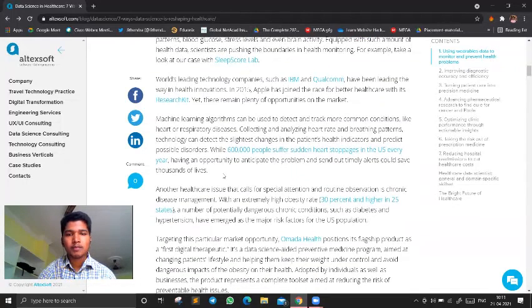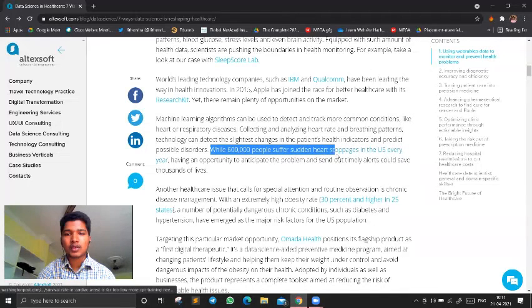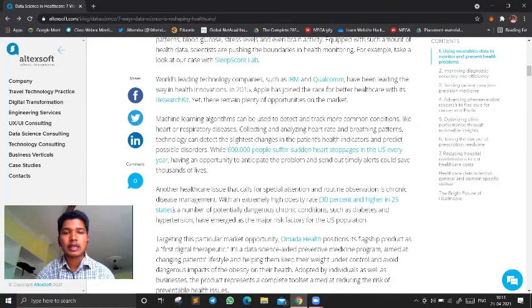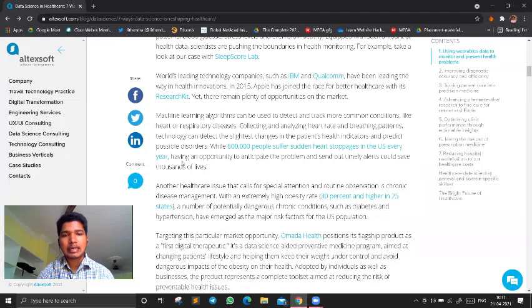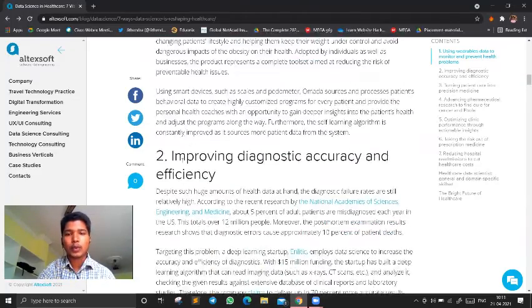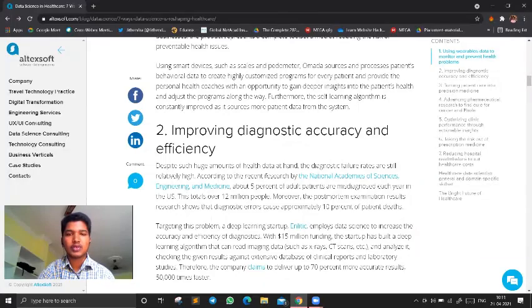Okay. And also here they mentioned that 6 million people suffer sudden heart stoppages in the US every year. This means they have many problems with heart issues. To overcome that, data science may help by observing their health, and it can provide some good answers further.